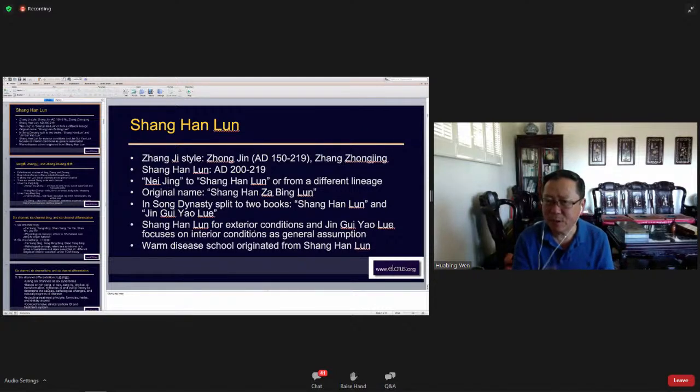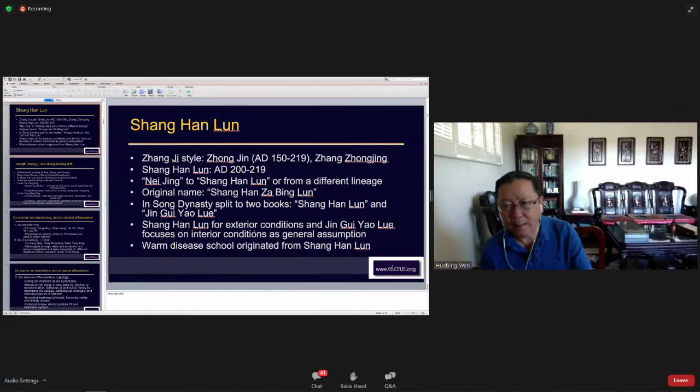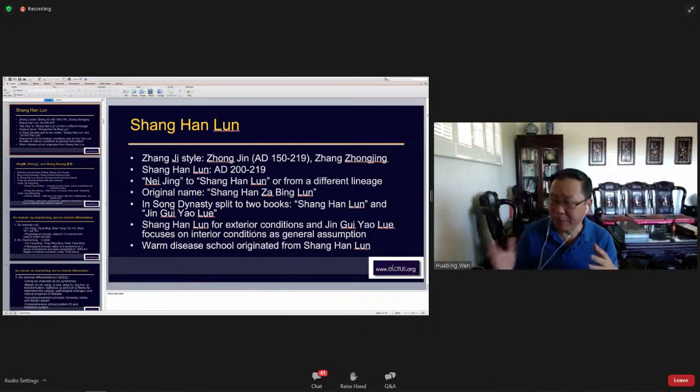So when it comes to severe viral infection, or some other combined infection, viral plus bacterial infection, you may see both. That's why, personally, I prefer that we combine the Shang Han Lun and Wenbing approach together. This is just from the practice perspective. This is very, very important.